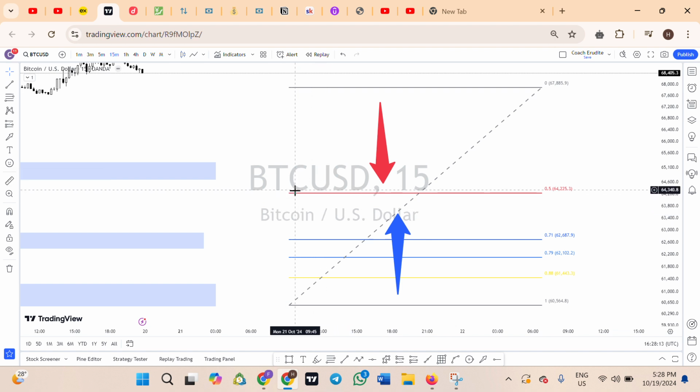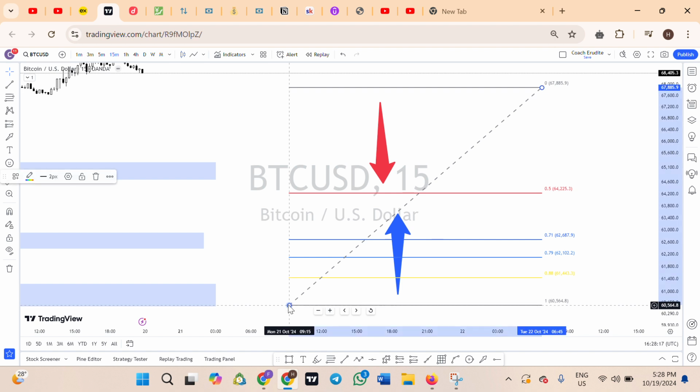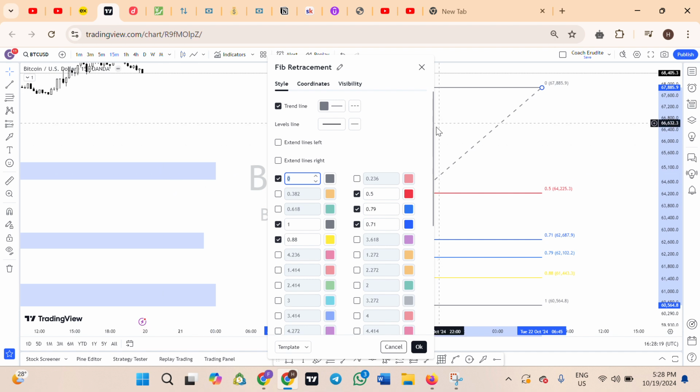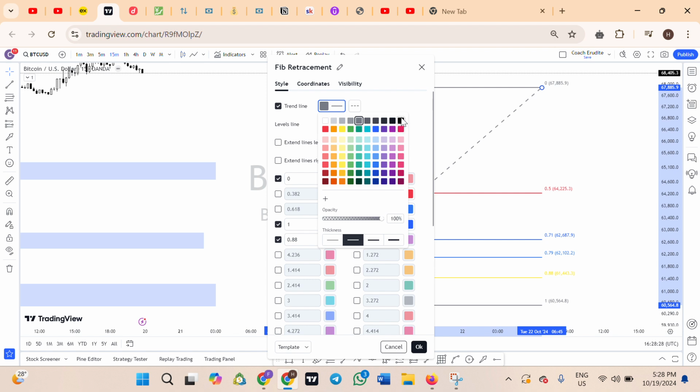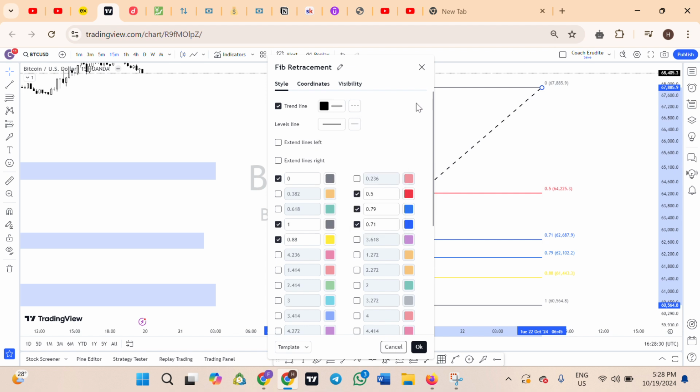Before we do that, I'm going to show you how to set up your Fibonacci settings. Once you have your Fibonacci tool, just double click on it and it's going to give you the setup. Now these are the things you need to focus on. You can change the trend line color to black. I'm going to change mine to black. Now make sure you mark 0, 1, 0.88, 5. I'm going to add the 62 level to this Fibonacci settings.